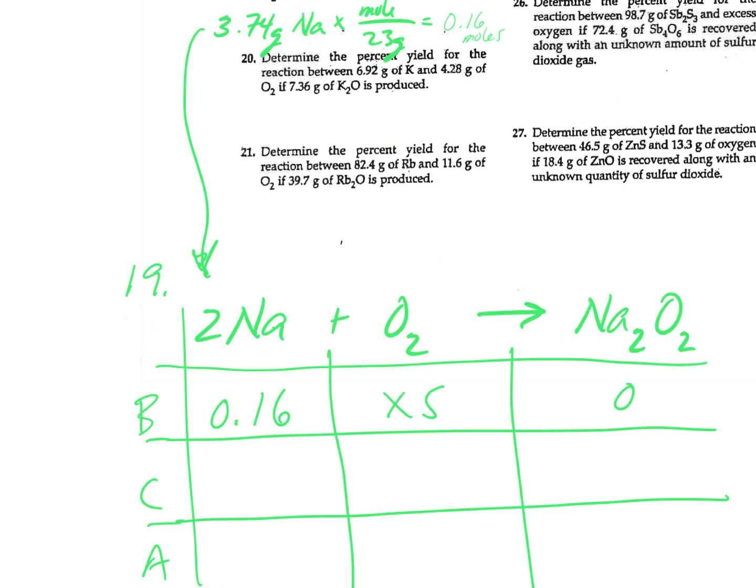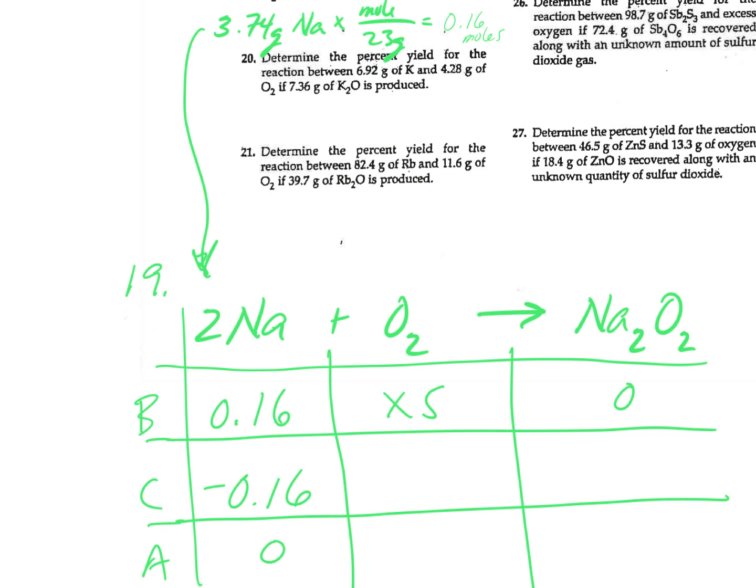I needed to write out the equation first. So there's the balanced equation. And we're given 3.74 grams of sodium. So how many moles is that? That's 0.16 moles of sodium. We have excess oxygen, so we don't have to worry about the oxygen at all. We're just going to use up all of the sodium. We'll end up with 0 sodium.